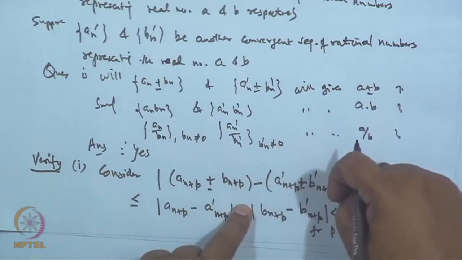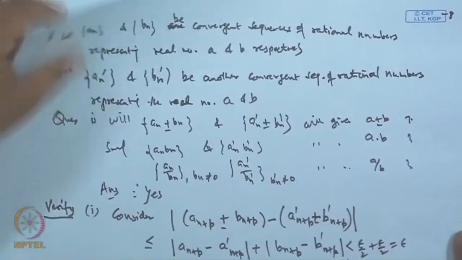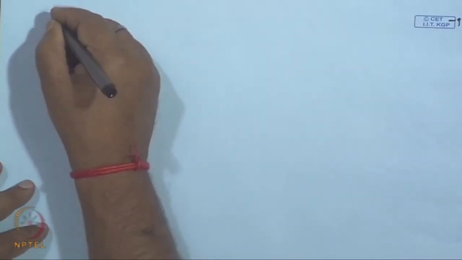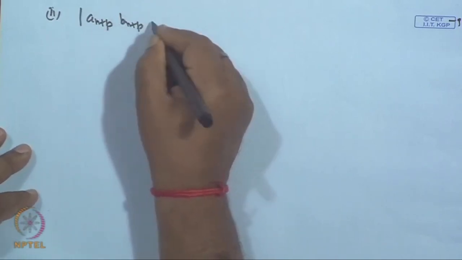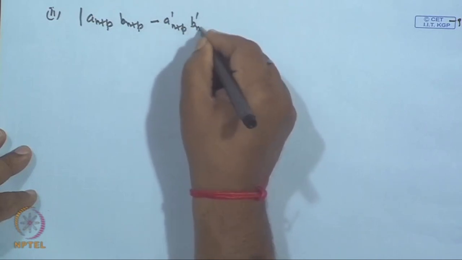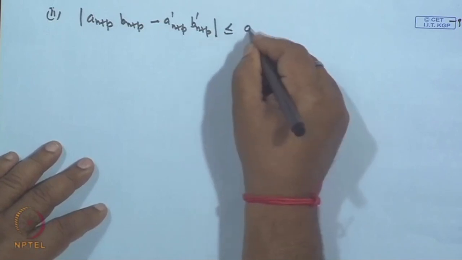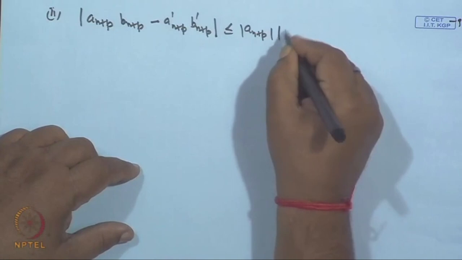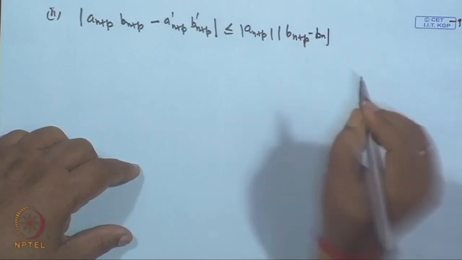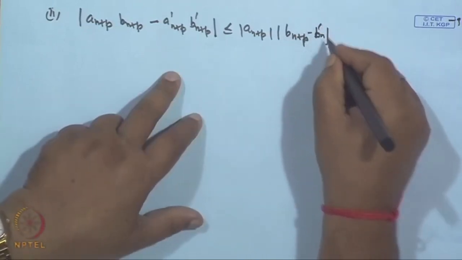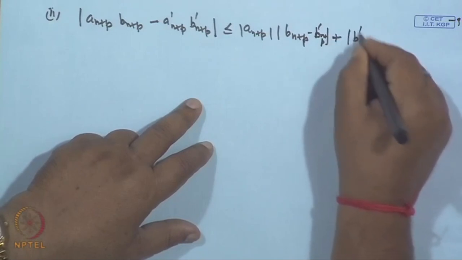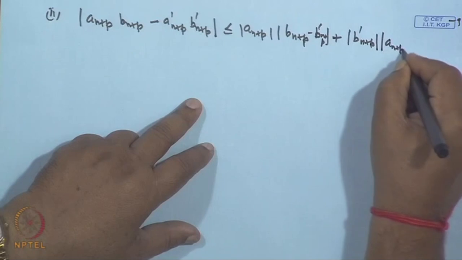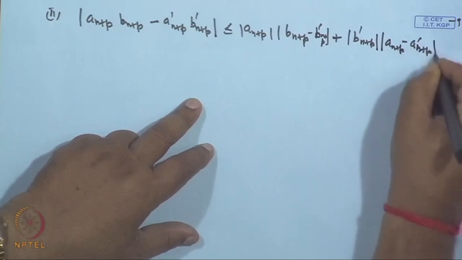Similarly for the difference, is it okay? And the same trick you can use for the verification for the product. The product of these two we can write in a similar way. For the product, if you write a n plus p b n plus p minus a dash n plus p b dash n plus p, then this is less than or equal to mod a n plus p times mod of b n plus p minus b dash n plus p, and then plus mod b dash n plus p times mod of a n plus p minus a dash n plus p, just by adding and subtracting.